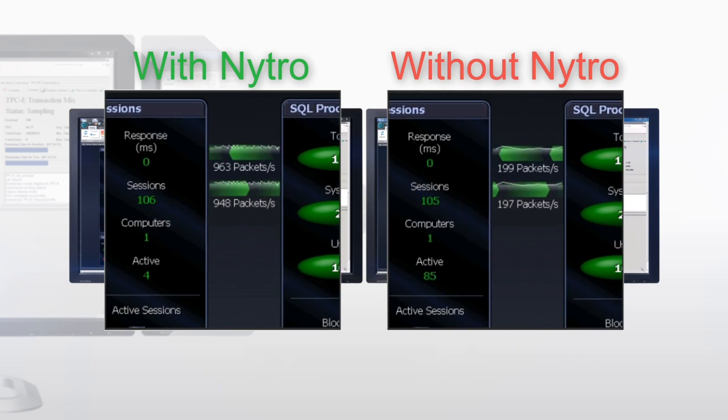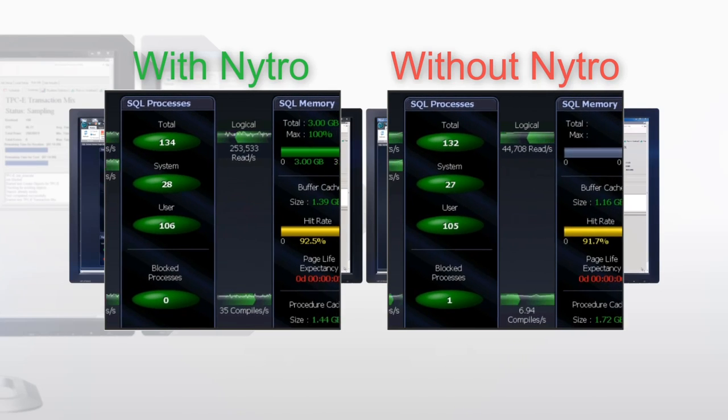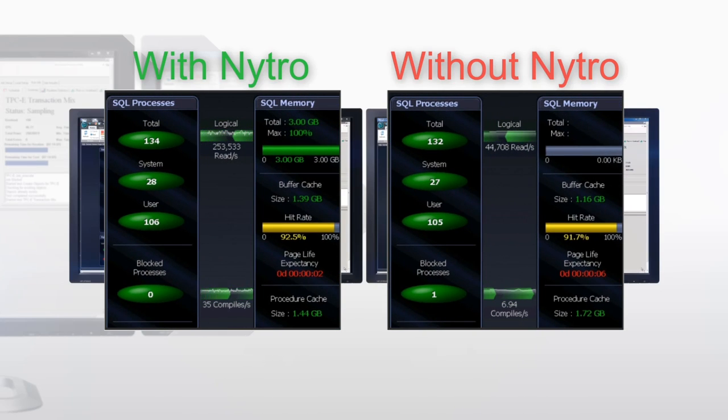Moving on to how SQL processes interact with SQL memory, we see that the system with the Nytro MegaRAID controller has 5 times more logical reads per second compared to the other system. While not a direct performance number, this does show the activity of the hotspot data being read from cache. This is a number that represents the function that will drive everything else and give the Nytro MegaRAID controller its performance advantage.